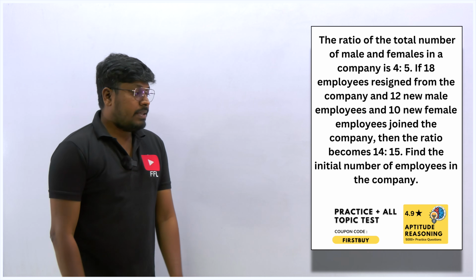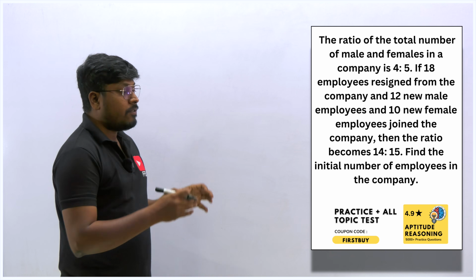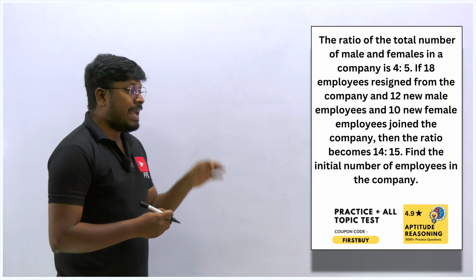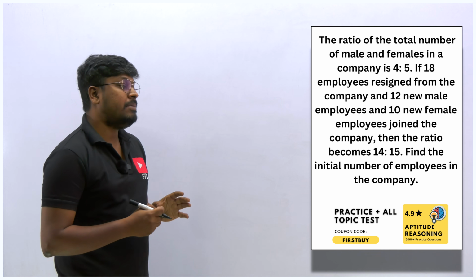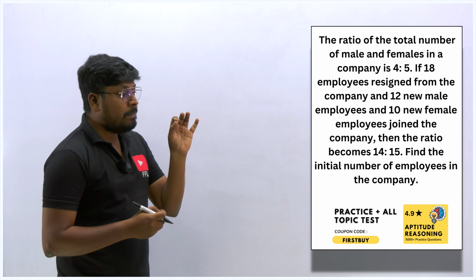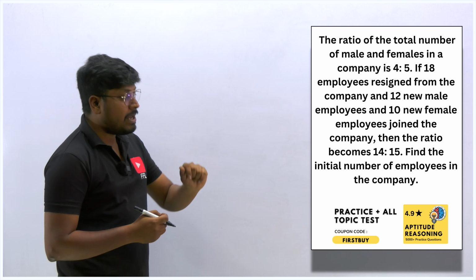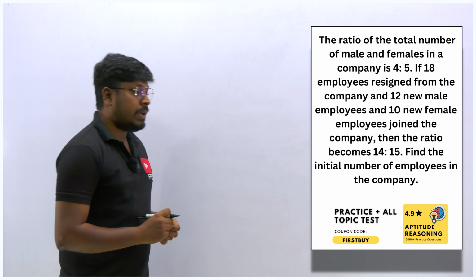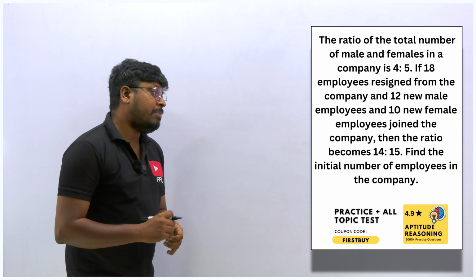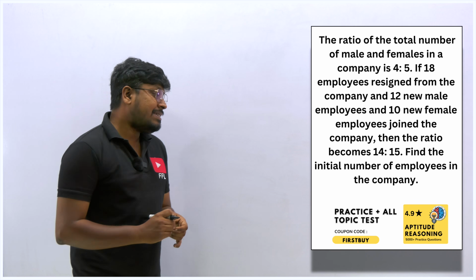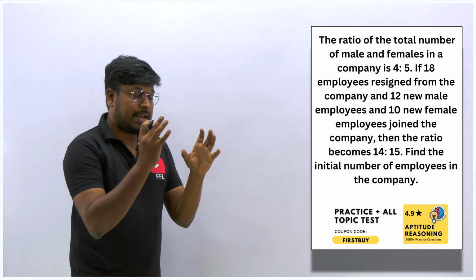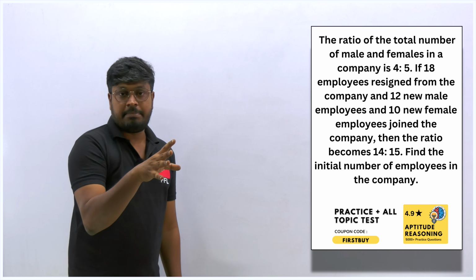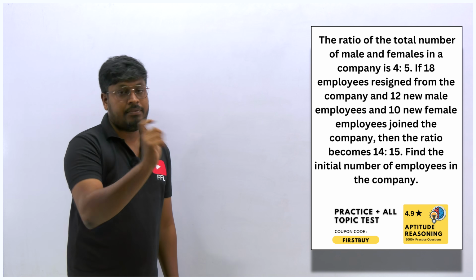Next question. The ratio of total number of male and female in a company is 4:5. If 18 employees resigned from the company and 12 new male employees and 10 new female employees join the company, so that the ratio becomes 14:15, find the initial number of employees in the company. Just listen here. After reading this question, I can understand one concept. They are talking about the total number of employees in a company where male and female has been given 4:5.